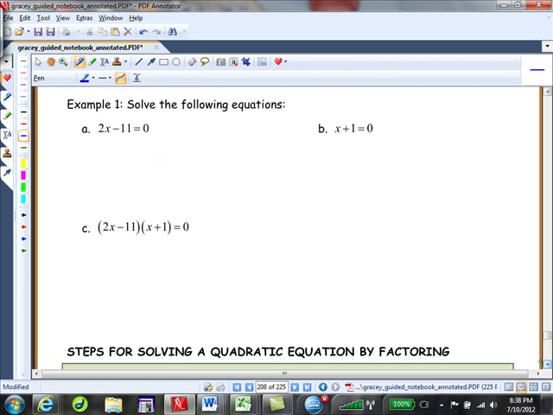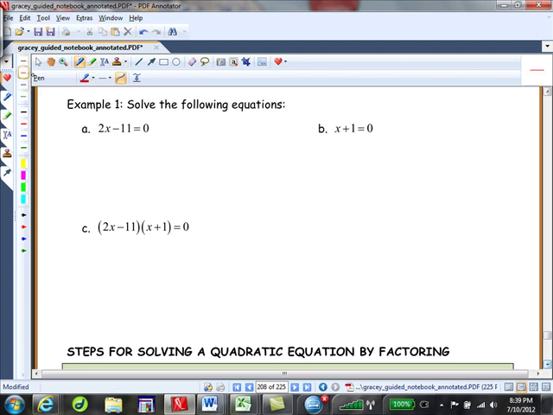Here we go. Solve the following equations. So I will leave you, pause the movie and do at least A and B. And if you feel very, very confident, go ahead and do part C as well. On your mark, get set, go. Okay, let's see how you did.